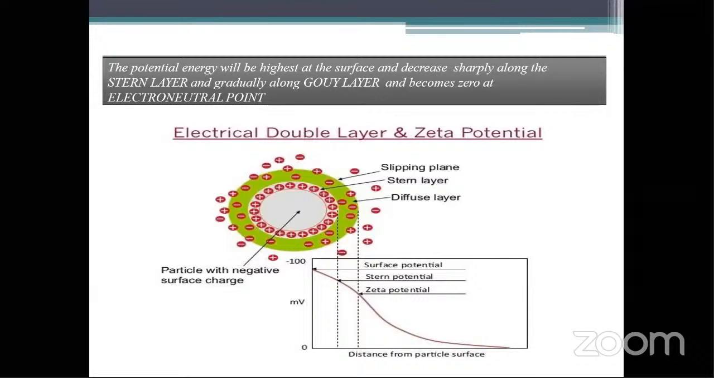So this zeta potential is one of the most important characteristics from which we can determine the stability of emulsion, suspension, and colloidal dispersions.